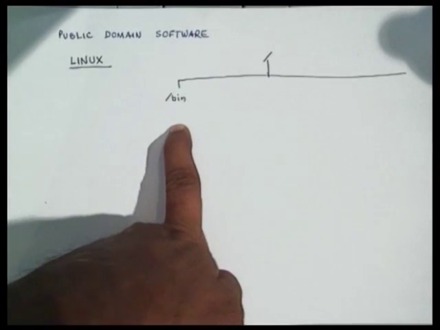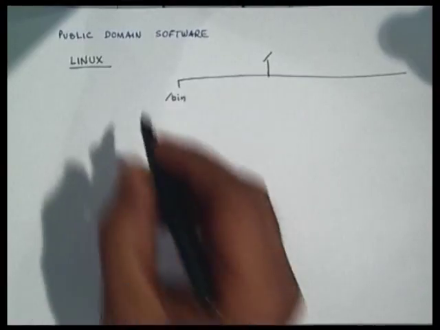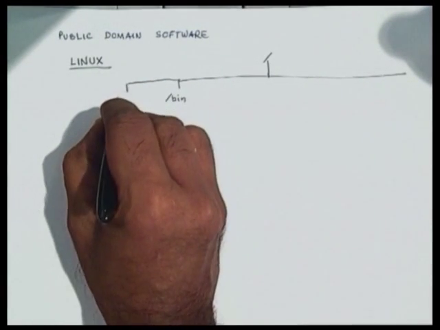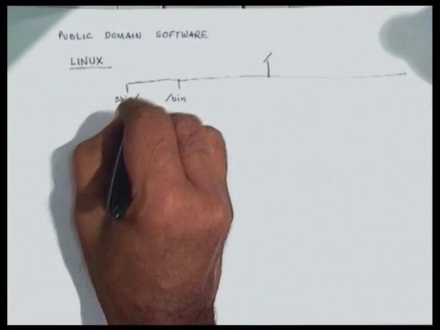bin. Okay, now after the systems have become more complicated, a new directory has been added to it, that's called sbin. This is not standard in all operating systems, but most modern systems will have a new directory called sbin. So apart from bin, you have system binaries. So these are the directories which contain executable programs, okay, associated with the operating system.